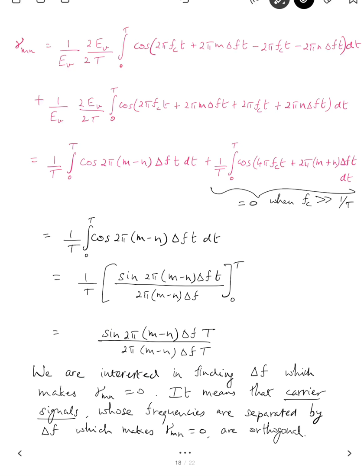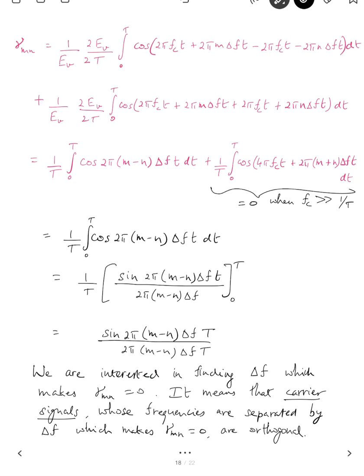And one quick observation by looking at the equation: if you put delta f to be 1 by 2T, then the denominator T and the numerator T will disappear, so T and T will go, and the 2 and 2 will also go, so you will be left with sine pi (m minus n). So it will be some multiple of sine pi, and multiples of sine pi are always 0. Sine 0 is 0, sine pi is 0, sine 2 pi is also 0, sine 3 pi is also 0, because sines on the horizontal axis are all 0.